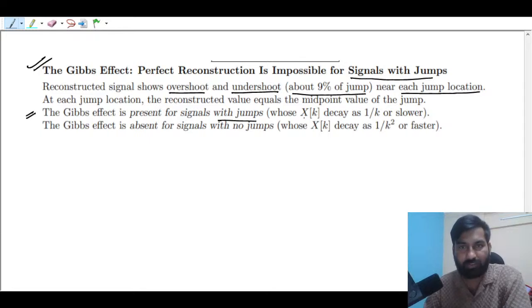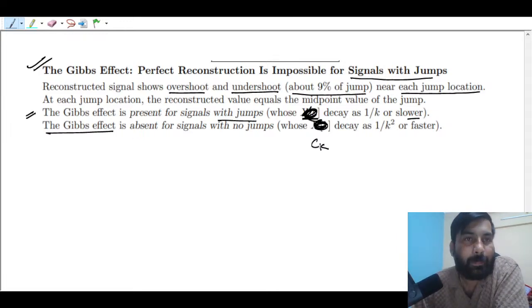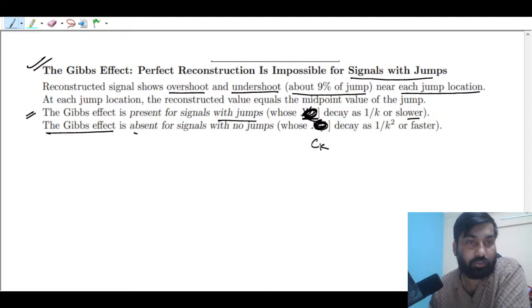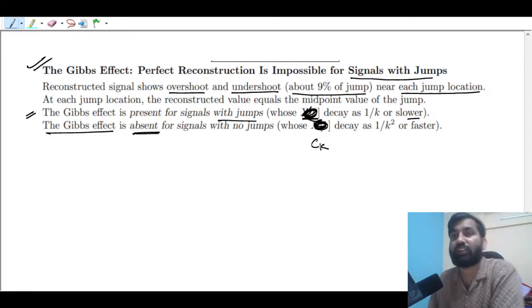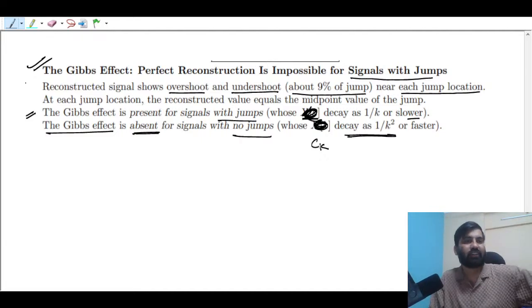And this is ck only, please remember this is ck. So we can write ck decays as 1 by k, or you can say slower. And if there is no Gibbs effect, like a trapezoidal or sinusoidal signal, there will be no Gibbs effect because there is no jump, right? So for a signal with no jump, ck will decay faster like this. That's what you have to keep in mind.